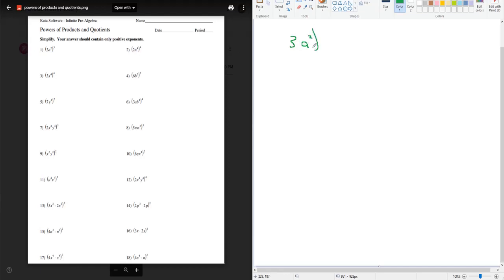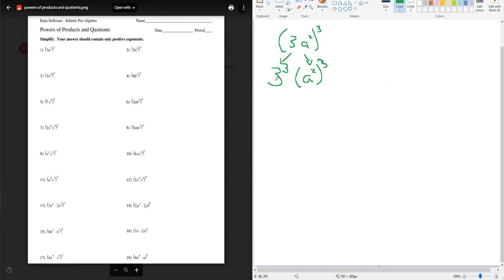(3a squared) cubed. All right. So right off the bat, the first thing I want to do is make sure that there's nothing left to do inside the parentheses. In this case, there's nothing left to do. Then I'm going to split them up, but remember that there's a cubed right there, so both of these are going to be to the power of 3. So this becomes 3 to the power of 3, and then a to the 2 to the power of 3. I split them up. Oh, that's a 2. That should be a 3. There we go. Good enough.